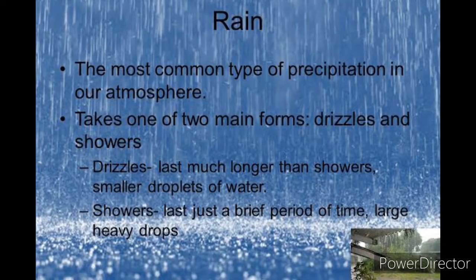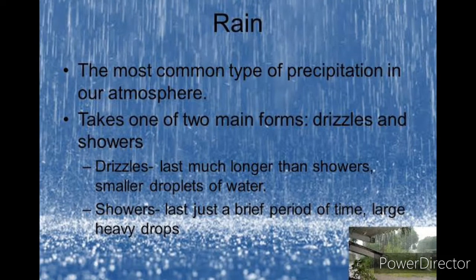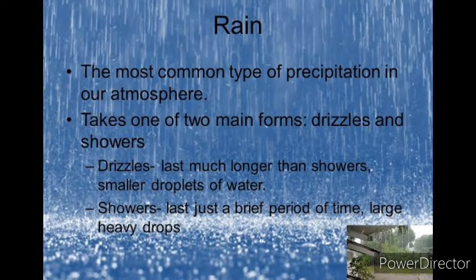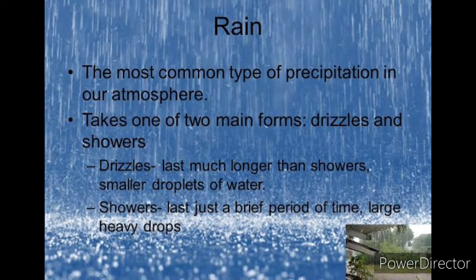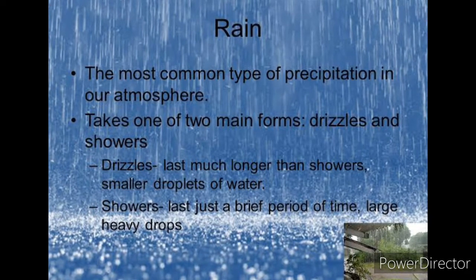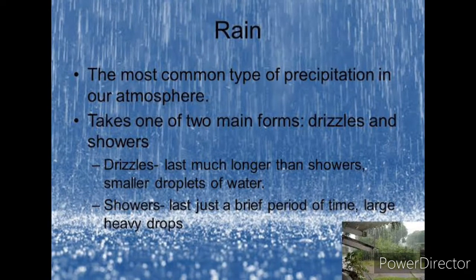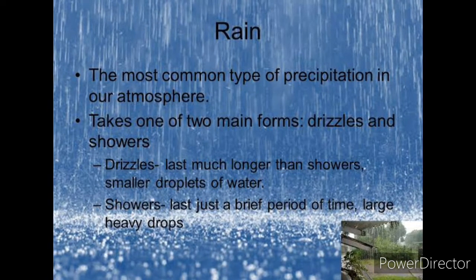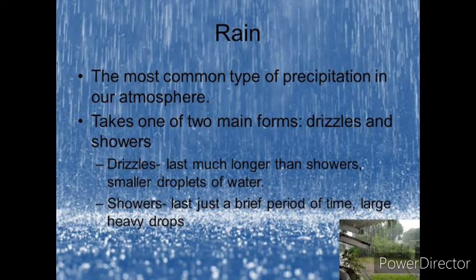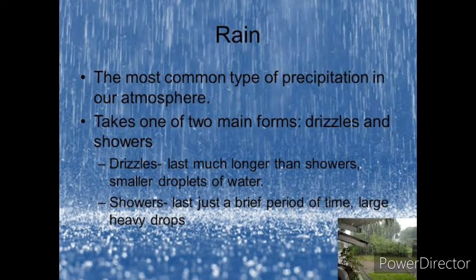First, rainfall. The most common type of precipitation in our atmosphere is rainfall. It takes two forms: drizzles and showers. Drizzles are the smaller droplets of water and showers are the heavy droplets of water. So what are the two forms of rainfall? Drizzles and showers. These are the two forms of rainfall.